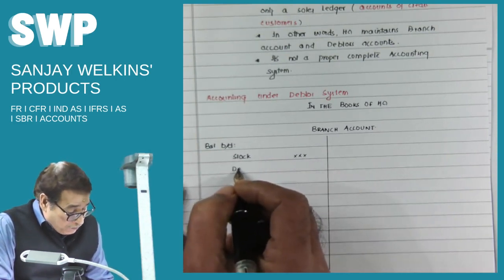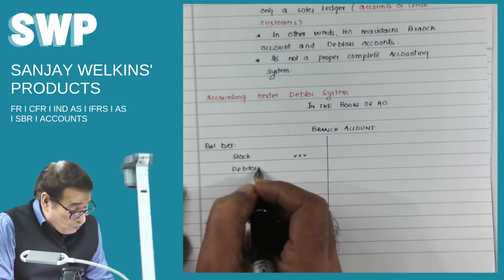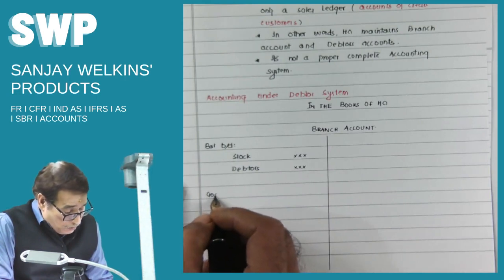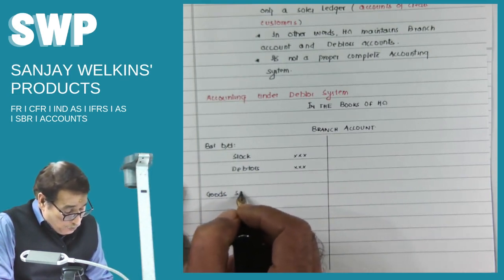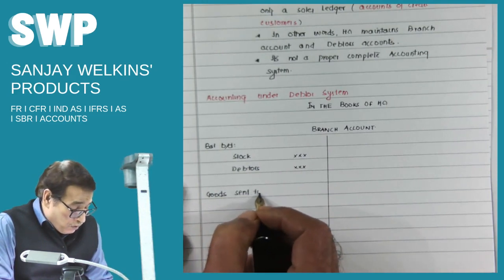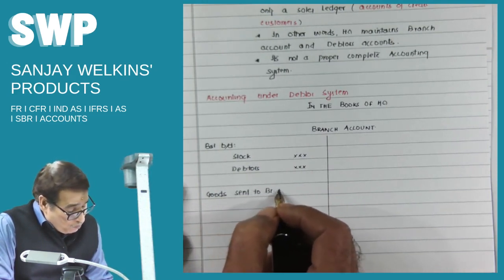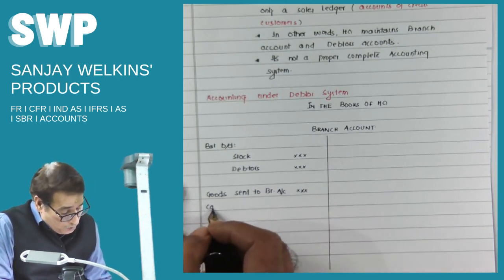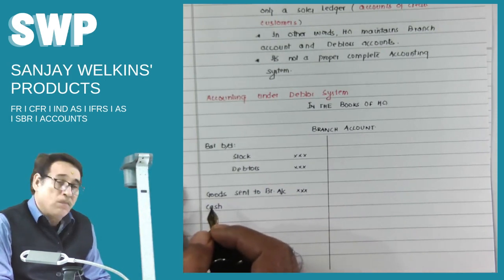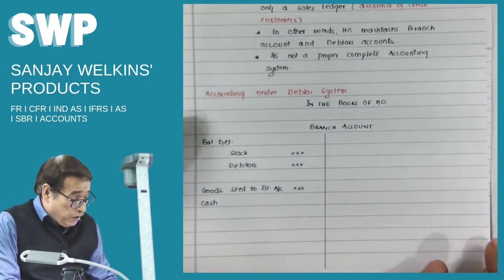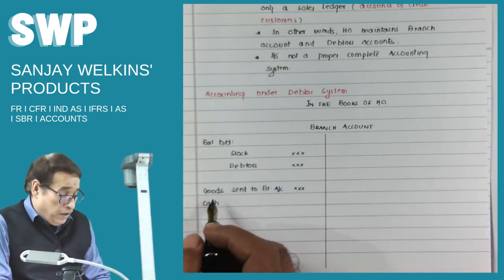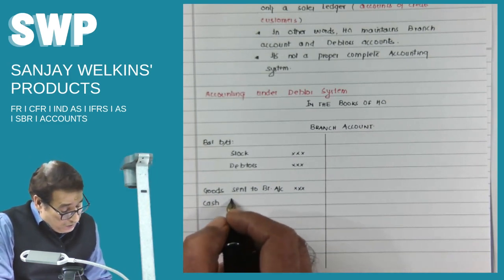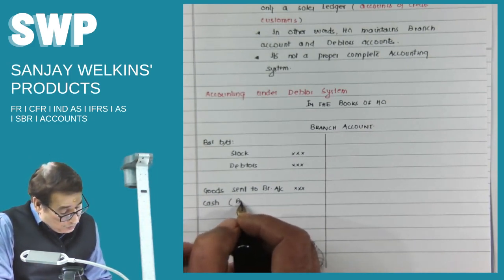Debtors. To goods sent to branch account. To cash. I've already told you, head office will bear all the expenses of the branch. Indirectly, it means that head office shall send cash to the branch for expenses. So write in brackets, branch expenses.